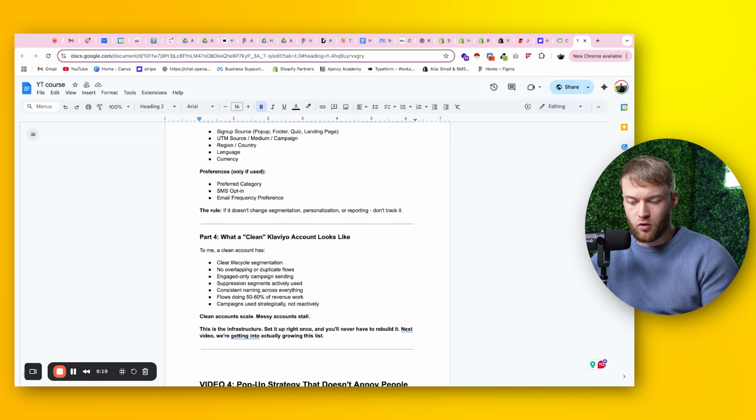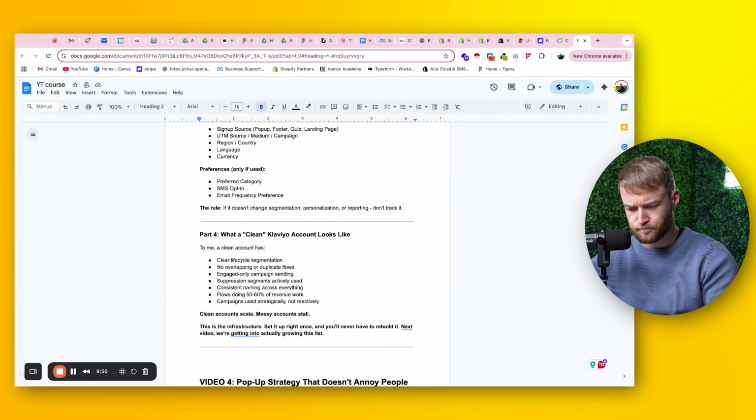You'd have your flows doing around 50 to 60% of your revenue from email. But again, this can change. We've got some clients that are very niche that do 90% of their revenue from campaigns and 10% from flows. So this may not exactly be you, and this isn't always correct, but this is generalizing. And lastly, you're going to use your campaigns strategically and not reactively. Some brands will have a bad month and then decide to double their campaign sends. They might run an offer, and so on. It's never really what you want to do.